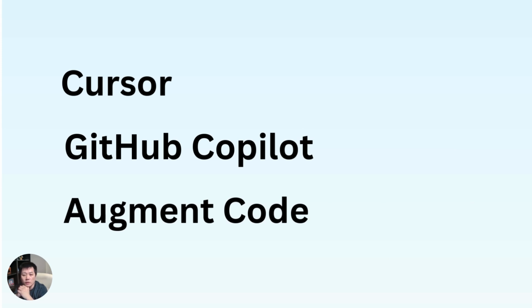So today we're going to tackle a question every developer is asking: which AI assistant tool is the best for development? In this video, I'm going to use the same project and the same prompt to test Cursor, GitHub Copilot, and Augment Code. Feel free to comment which one is your favorite. Let's find out and get started.